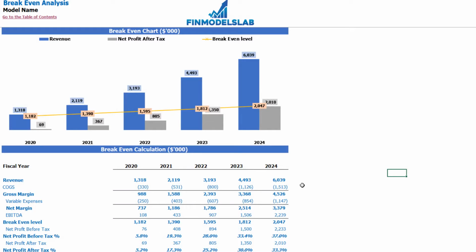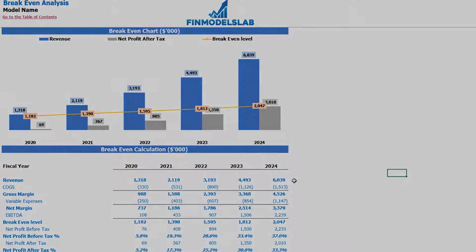On the Breakeven tab you may find the calculation of the revenue breakeven level and the breakeven chart. For this particular use case you may find that your revenue breakeven level is less than the actual revenue. This means that the company is profitable.